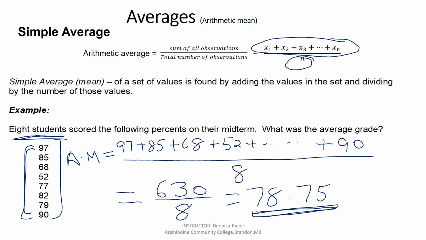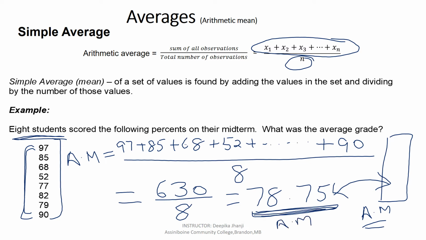If you have another 8 students of a different class, you can calculate their arithmetic mean, right? You have another set of data and you calculate their arithmetic mean, then you can compare the performance of these two classes with a single representative, right? So this is the arithmetic mean of the first data, and then you calculate the arithmetic mean of the second data, and then you can compare which one is better.